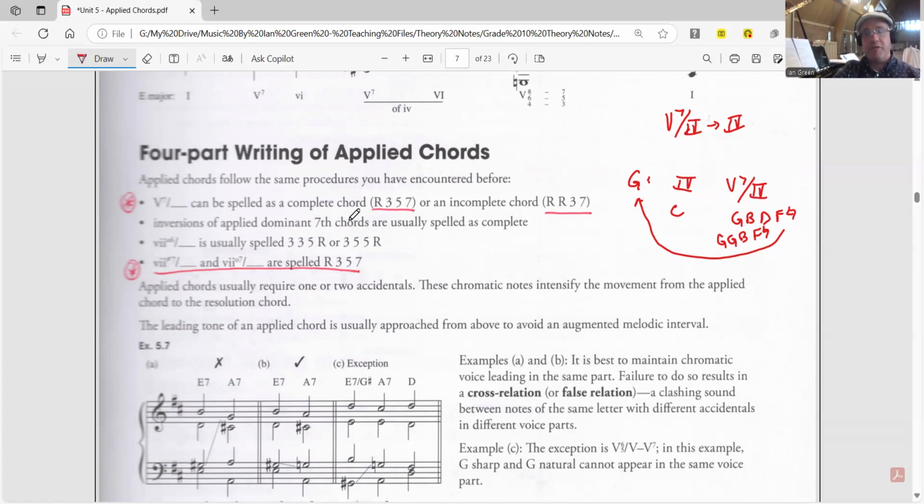And as well, you want to make sure you watch out for parallel intervals and other such related voice leading issues.